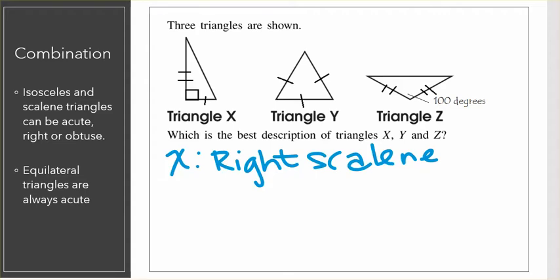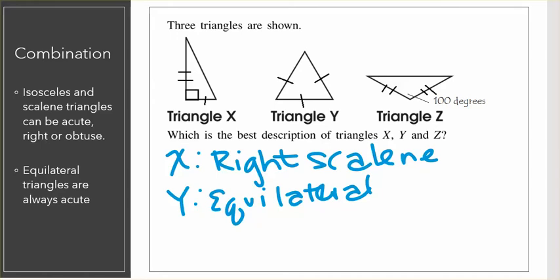Y has all the sides marked the same. I know that means it's equilateral. While there's no markings in the angles, remember, an equilateral triangle is always acute. All three of those angles will actually be 60 degrees.